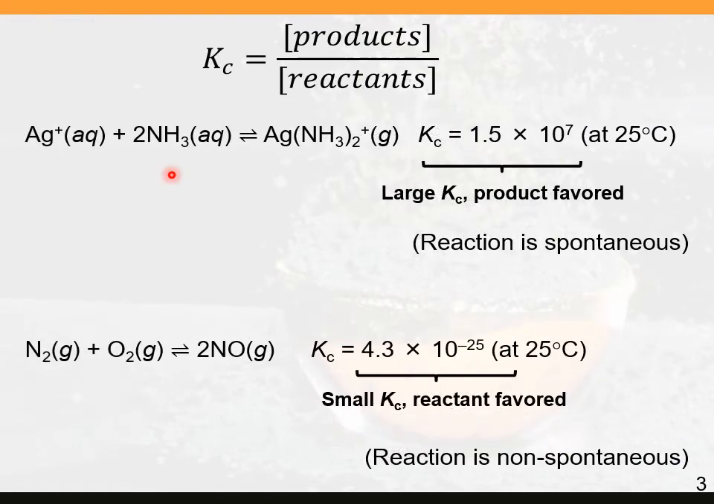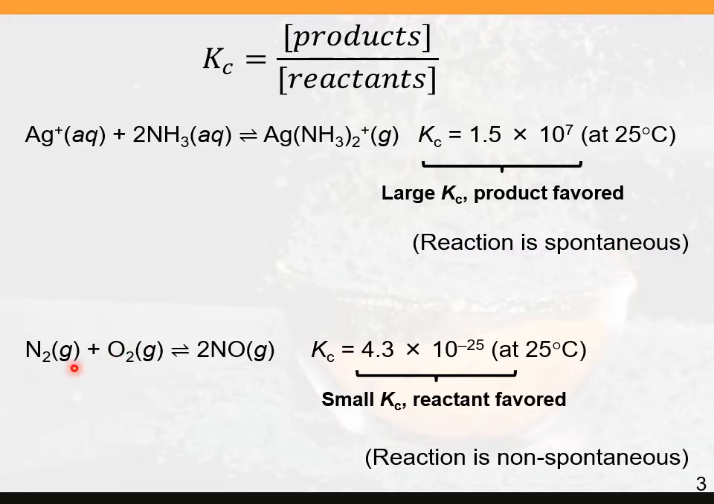Take a look at the complex ion formation reaction of silver and ammonia. The Kc value is 1.5 times 10 to positive 7. This is a very large value. It indicates that this reaction is product favored. We are going to see later on that large Kc corresponds to a negative free energy change, indicating that the reaction is spontaneous in the direction it's written.